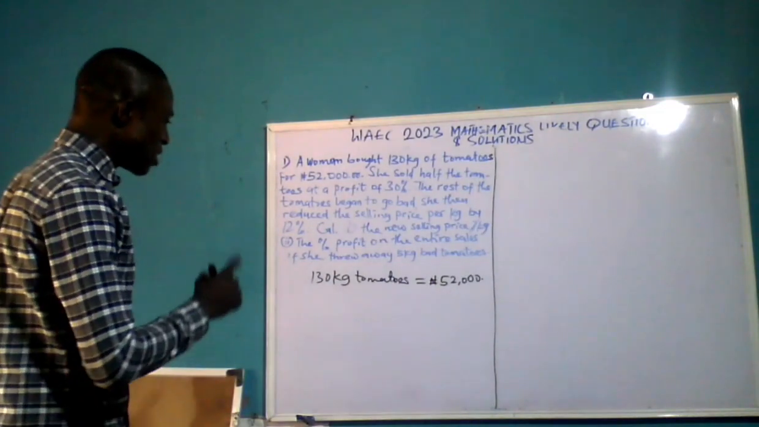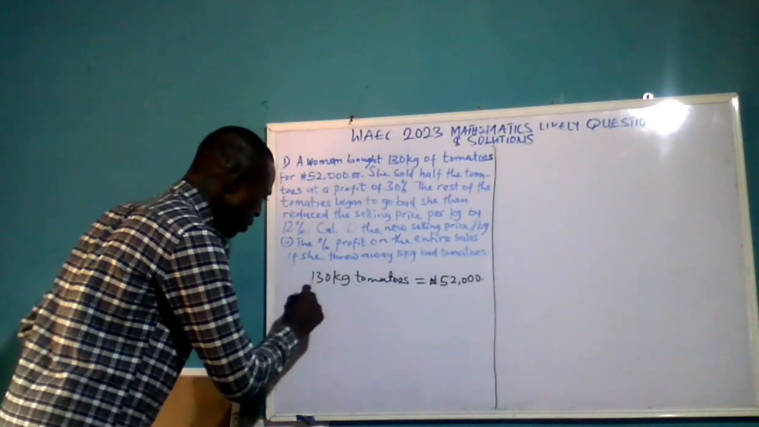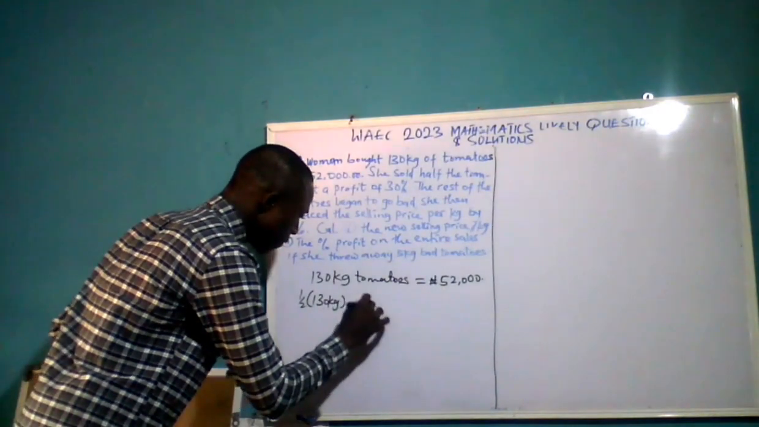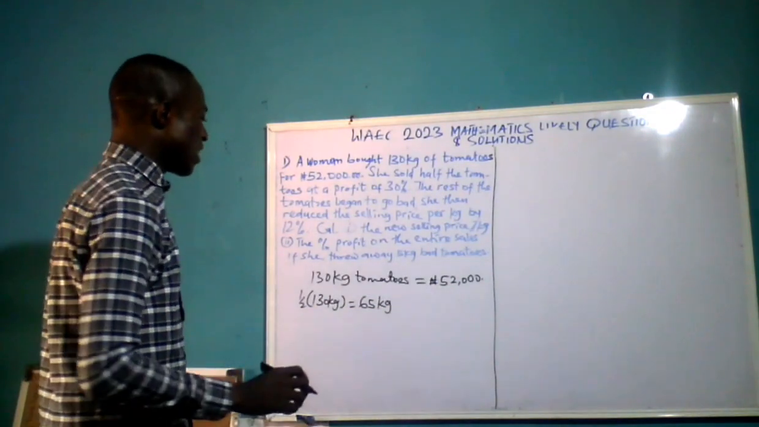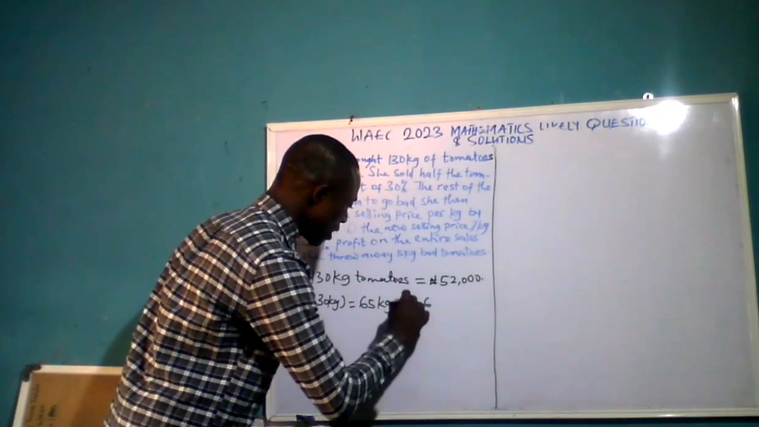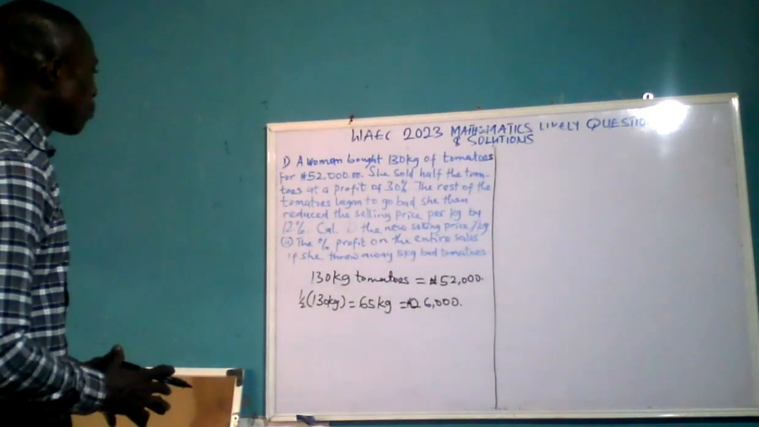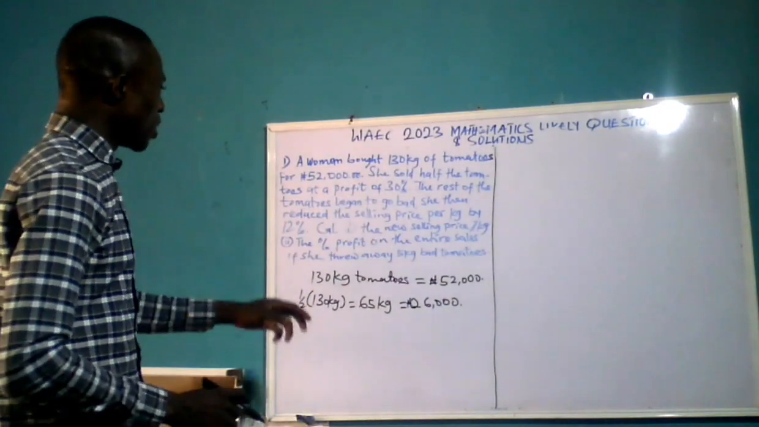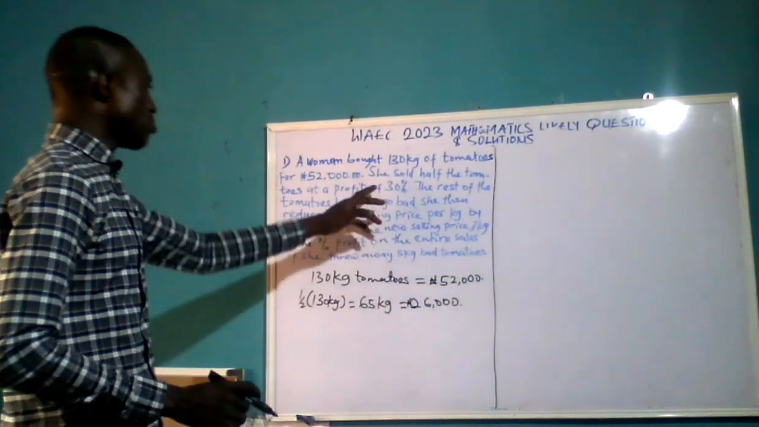To get the profit of 30% on the half of the tomatoes sold, let's take half of the whole thing. Half of 130 kilogram will give you 65 kilogram. And if the whole thing costs 52,000 naira, half of it will cost half of 52,000 naira, and that will be 26,000 naira. So 26,000 naira was sold at a profit of 30%.